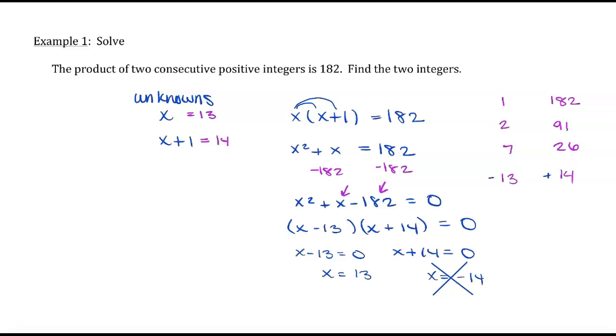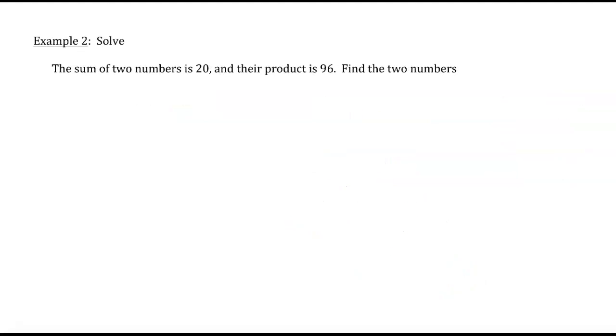Let's look at example 2. In example 2, this time we're given that the sum of two numbers is 20 and their product is 96. We need to find the two numbers. There are two unknowns in this problem, the two numbers that we need to find. Let's represent the first one with the letter x. If the two numbers have a sum of 20 and we know the first number, we can find the second number by subtracting the first number from 20. That is, the second number is equal to 20 minus x.